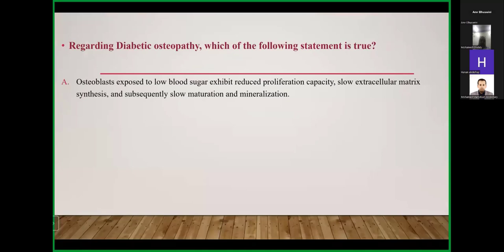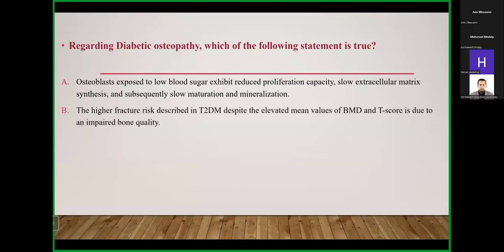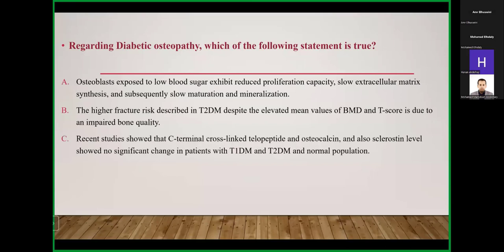Osteoblasts exposed to high blood sugar exhibit a reduced proliferation capacity, slow extracellular matrix synthesis, and subsequently slow maturation and mineralization. Option number two: the higher fracture risk described in type 2 diabetes, despite the elevated mean value of bone mineral density and T-score, is due to an impaired bone quality. Option three: a recent study showed that C-terminal cross-linked telopeptide, osteocalcin, and also sclerostin levels showed no significant change in type 1 or type 2 diabetes and the normal population.